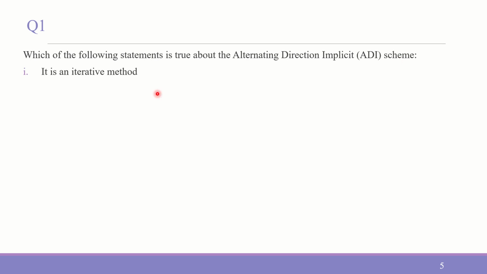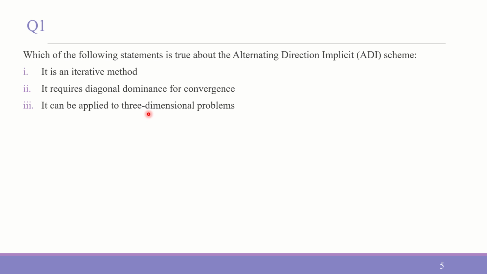First one, it is an iterative method. Second one, it requires diagonal dominance for convergence. Third one, it can be applied to three-dimensional problems. So the options are: option A, 1 and 2; option B, 2 and 3; option C, 1 and 3; option D, 1, 2 and 3. So now we will look at what the statements mean.